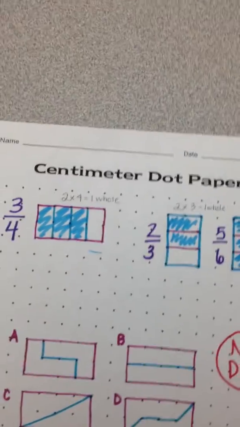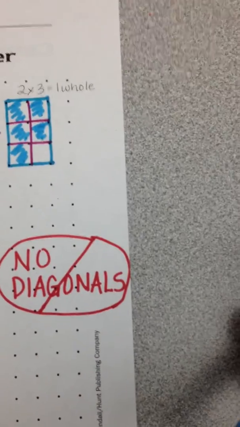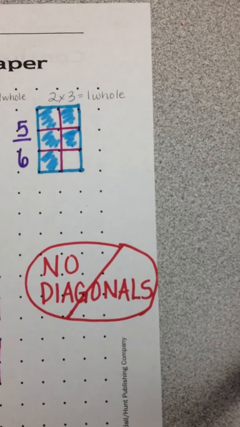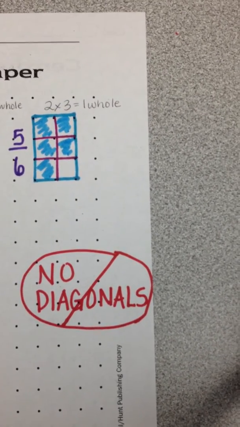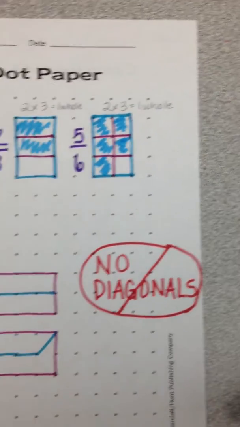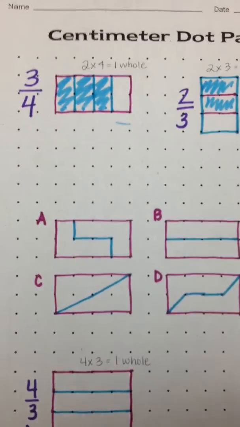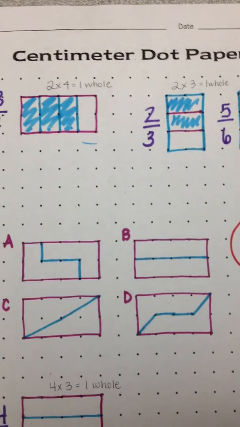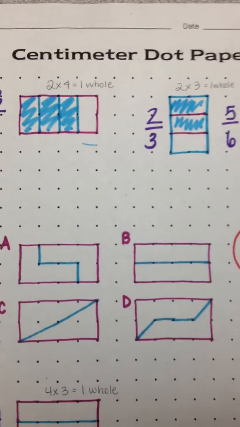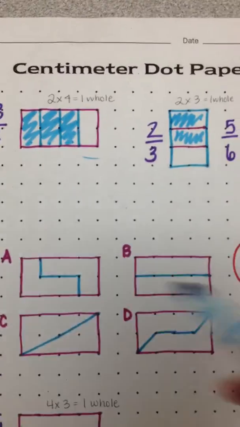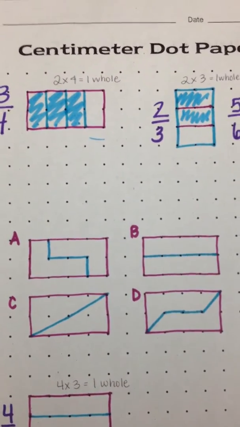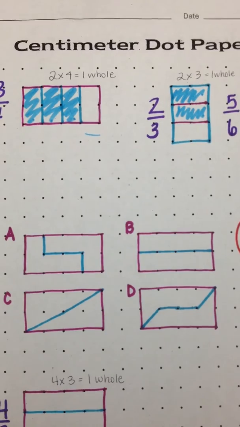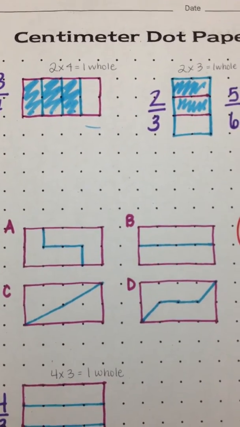Now there's a very important rule about using dot paper and GeoBoards. That's right, our rule is no diagonals. We cannot have diagonal lines anywhere in our fractions on our GeoBoards and dot paper. So here we have rectangles A, B, C, and D. I wonder if you can tell which one is breaking our no diagonals rule.